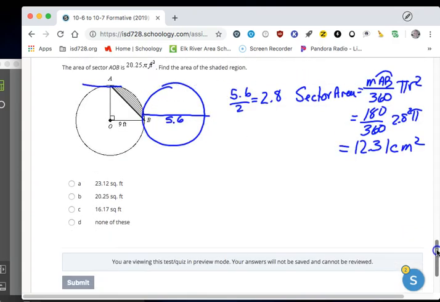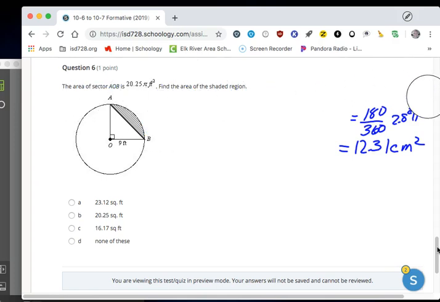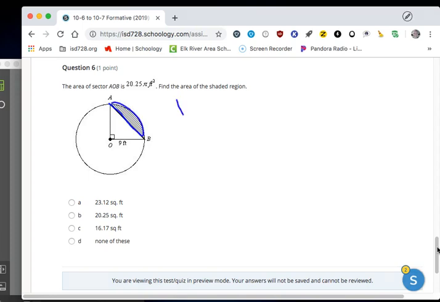My last one here, my number 6, is asking me to find this shaded region here. To find that shaded region, I'm going to find the sector area. So I'm going to use sector area, arc length AB over 360, and remember it's area, pi r squared. I'm going to subtract a triangle.